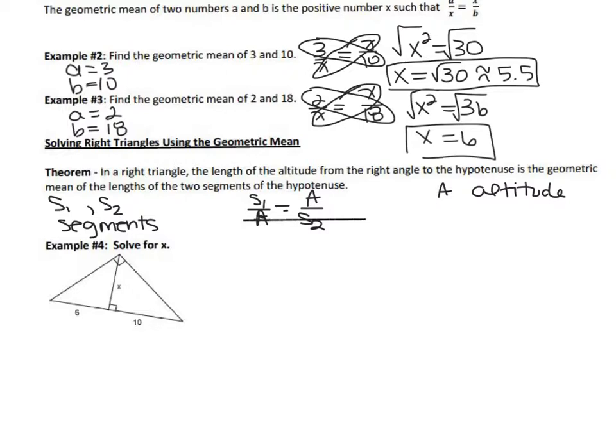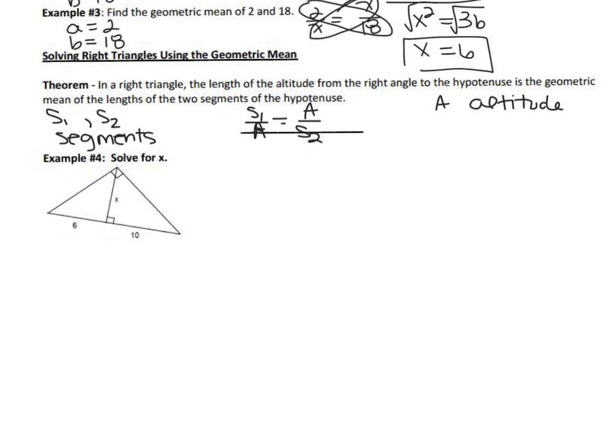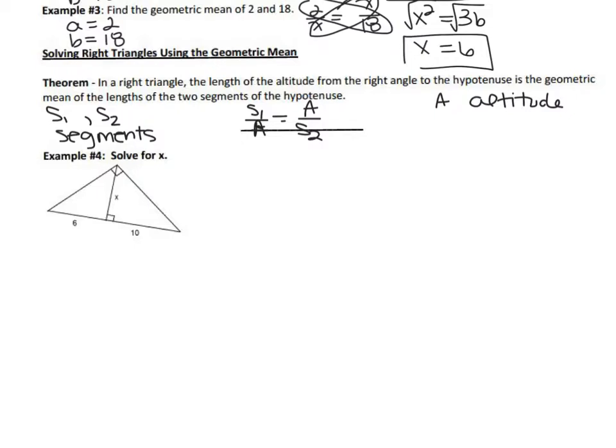So go ahead and use this in an example. We have our right triangle with our altitude x and our two segments 10 and 6. So we can let 10 equal S1 and 6 equal S2. In order to solve for x, we're going to set up the geometric mean. We know S1 over A is going to equal A over S2. So we get 10 over x equals x over our second segment, which has a length of 6.